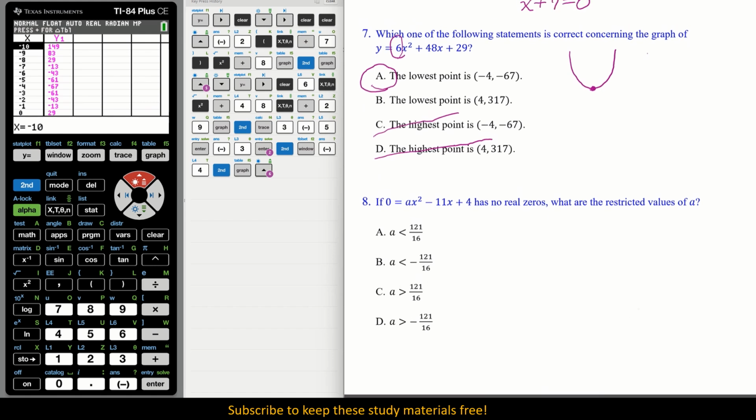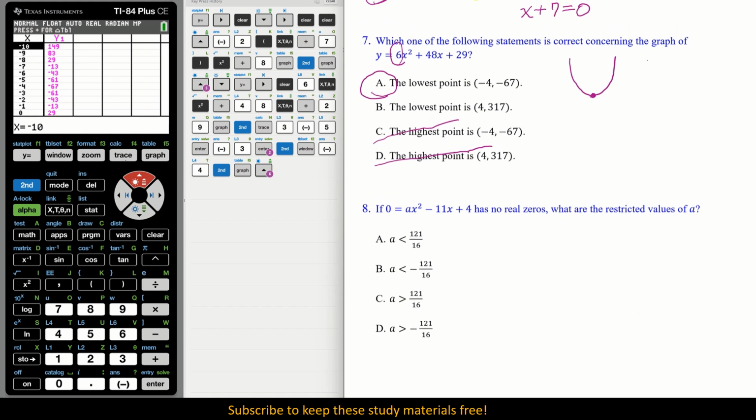Now number 8. If 0 equals ax squared minus 11x plus 4 has no real zeros, what are the restricted values of a? We have this quadratic, we don't know the leading coefficient, but what would it have to be for it not to have a real zero? It will not cross the x-axis. Well, that is determined by the discriminant.